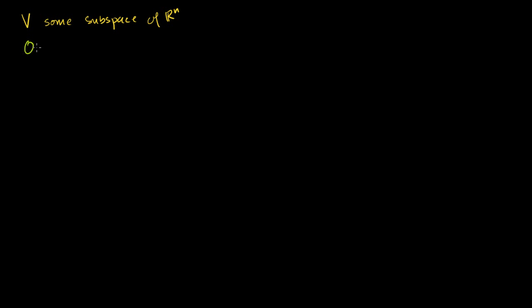So let me write that down. The orthogonal complement of V is the set, and this is shorthand notation right here. We write this little orthogonal notation as a superscript on V, and you can pronounce this as V perp, not for perpetrator, but for perpendicular.